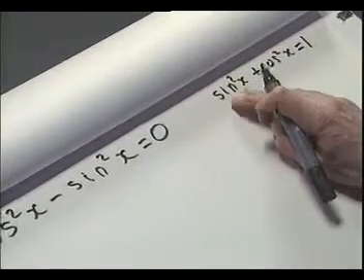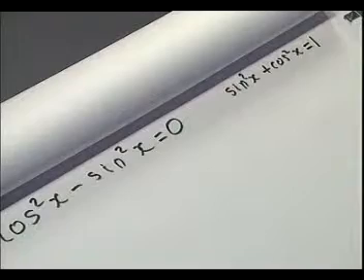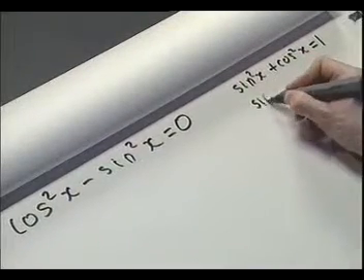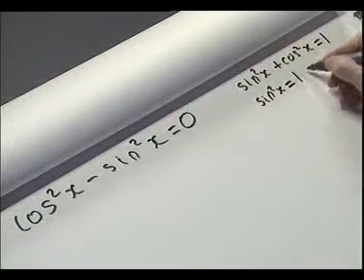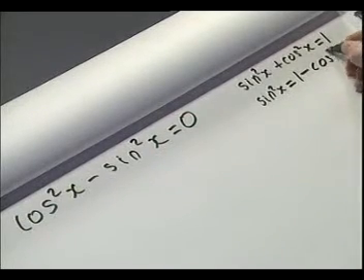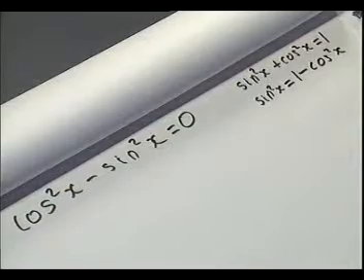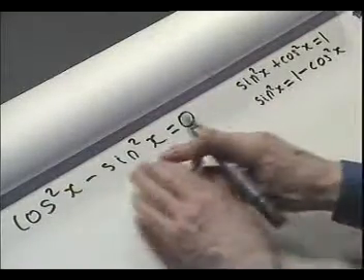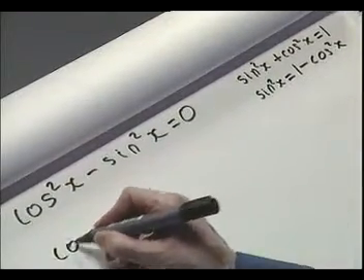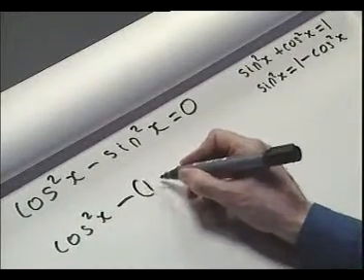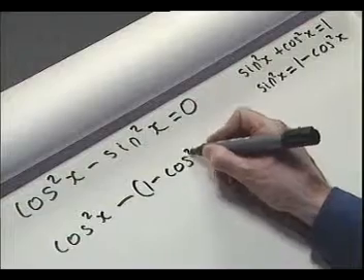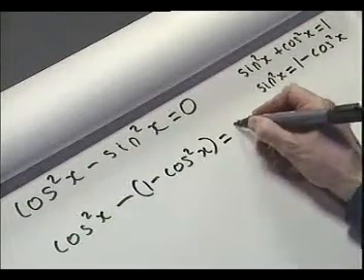So let's have a look. What is sine squared according to our identity? Well, sine squared x, if we take away cos squared from each side, is 1 minus cos squared x. So I'm going to take that, put it in there. Cos squared x minus, and then a bracket, 1 minus cos squared x.